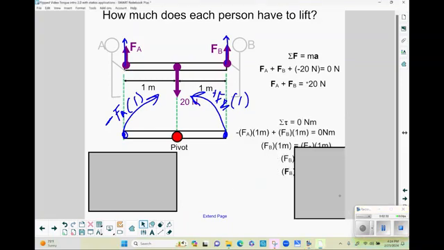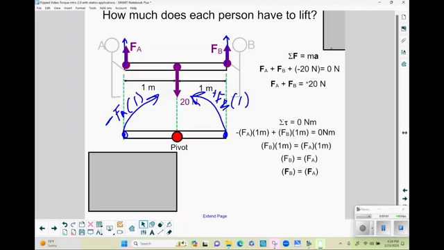I can now write out my torque equation, and I can see that the net torque must equal 0 since there is no rotation or acceleration of any type. And I can now see that FB must equal FA. My torque equation in this case is not giving me any values. It's only telling me that the two forces must be equal.